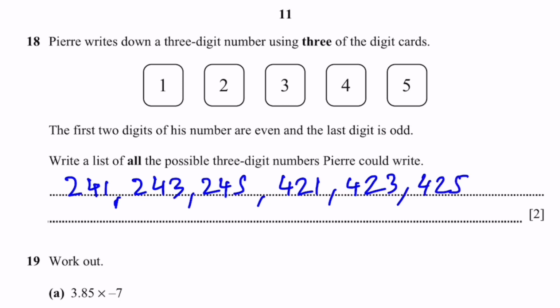Is there any other possible order to put these two numbers? No. And is there any other odd number possible in the ones digit? No. That's why these are the answer values.